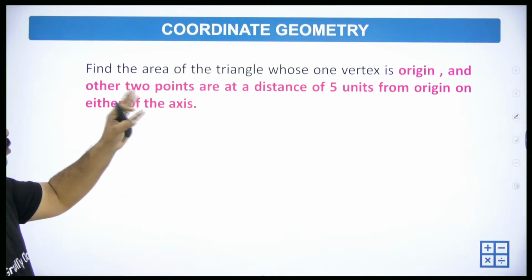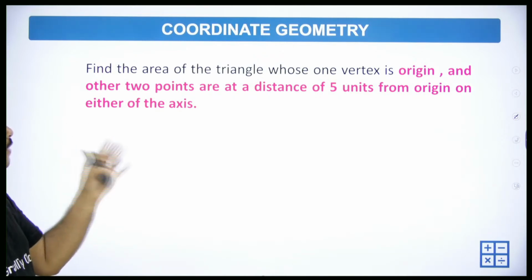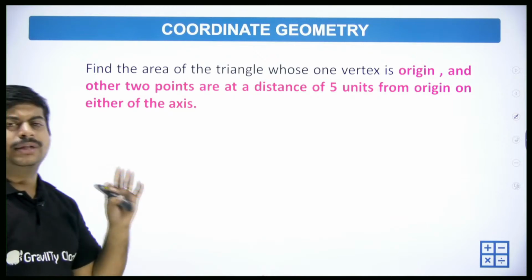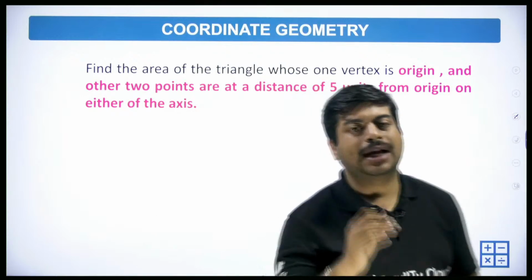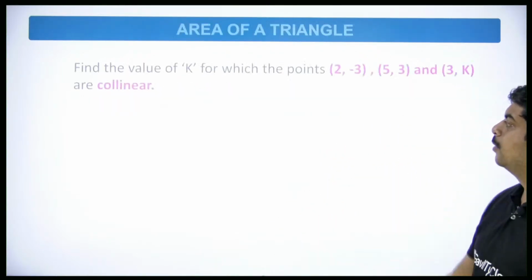Find the area of the triangle whose one vertex is the origin and the other 2 points are at a distance of 5 units from the origin on either of the axes. Okay. So please try to read the question, understand the question and try to do it. Very beautifully framed. You need to understand the question first of all and then you can try to proceed. Okay. So we have a further couple of questions.